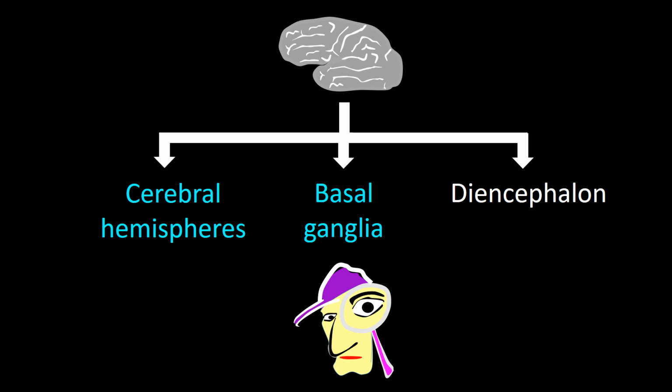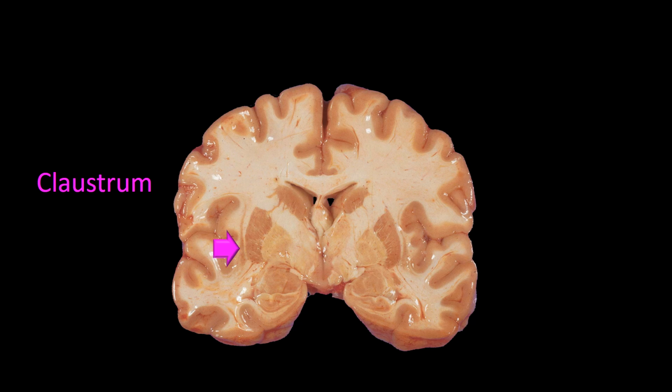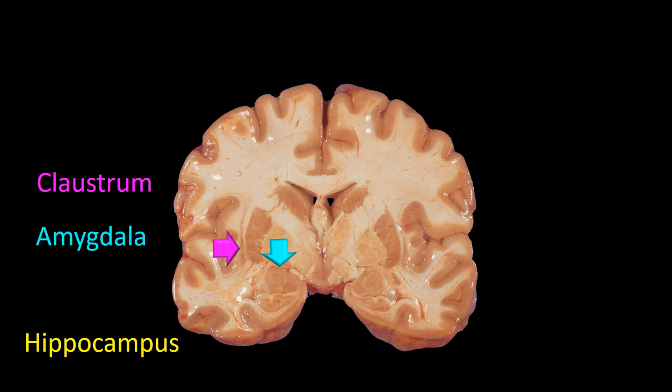I do not want to leave the subject about cerebral nuclei found at the base of the brain without pointing out to you three very important structures: the claustrum, here indicated, the amygdala, here indicated, and the hippocampus, here indicated. These structures are considered by some authors as limbic structures, and as such, despite their location at the base of the brain, they are not considered basal ganglia structures.